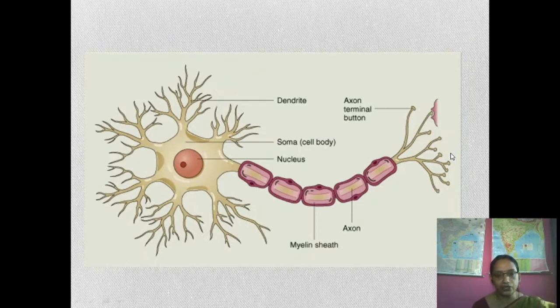And what is the function of this nerve cell? The main function of a nerve cell is that it receives messages and also conducts those messages and the response. After a message reaches the brain, its response is also carried by this nerve cell. A number of nerve cells arranged together is called a nerve.